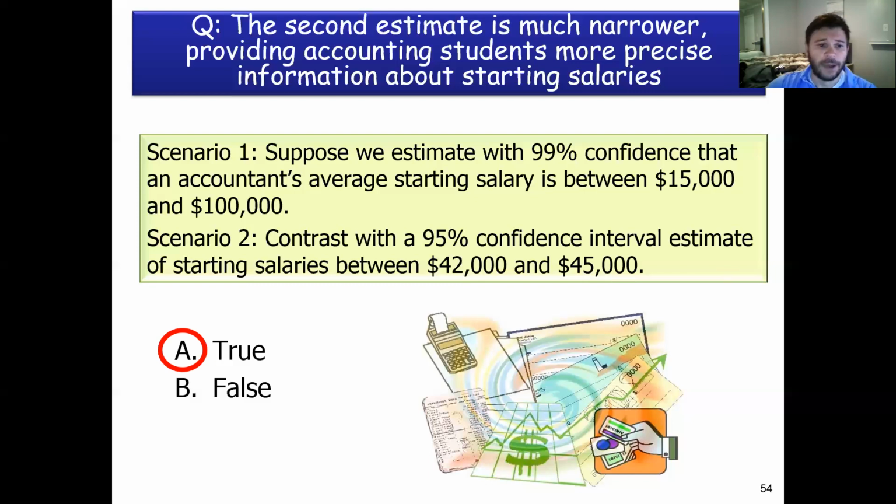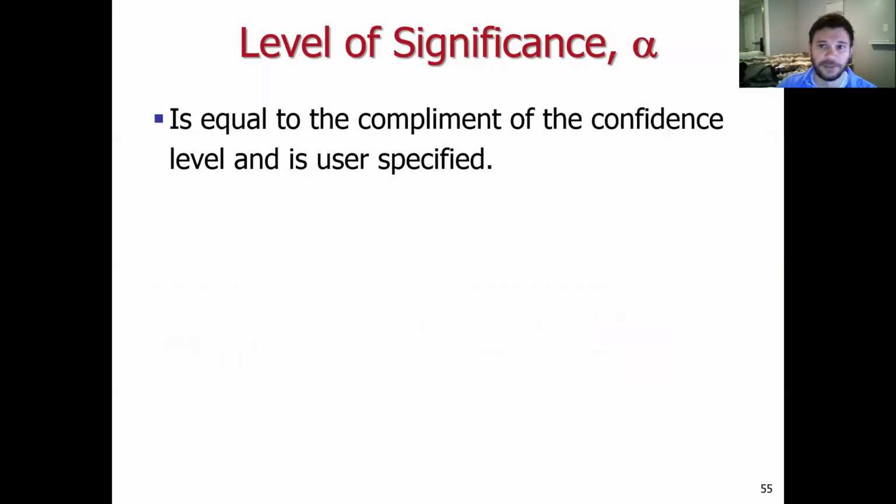Now, we've discussed this confidence level, 1 minus alpha, and that is inversely related to the level of significance. In fact, the level of significance is the complement of the confidence level. And this is user specified. You will decide what's the right confidence level to use. And fortunately, there are 3 main confidence levels that are used frequently by practitioners. They're very popular ones, and I'll show you those in a moment.